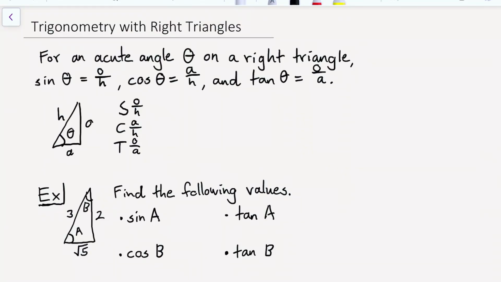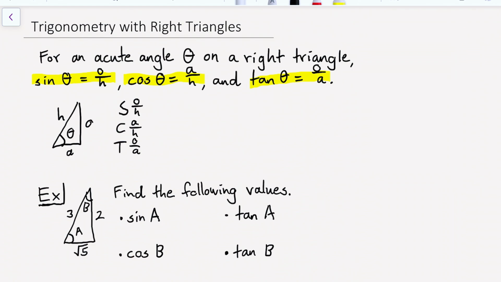In this video, we will take a closer look at trigonometric functions defined by geometry, by right triangles, and we'll introduce the tangent function as well. We've already said that for an acute angle theta on a right triangle, sine of theta is the ratio of the opposite leg to the hypotenuse of the triangle. Cosine of theta is the ratio of the adjacent leg to the hypotenuse. And now, our new function, tangent of theta, is the ratio of the opposite leg to the adjacent leg.